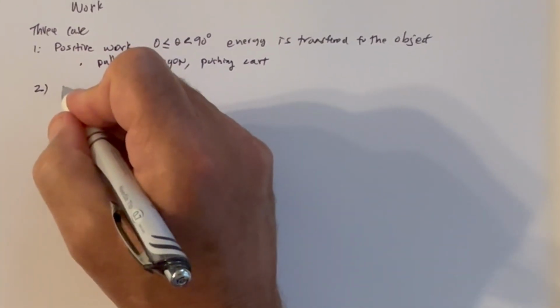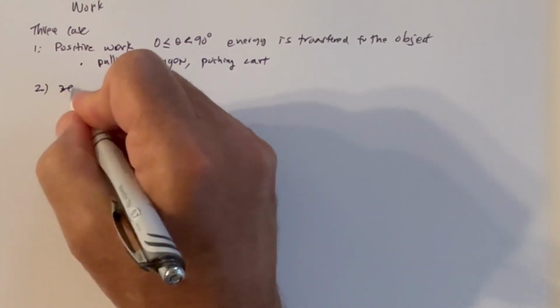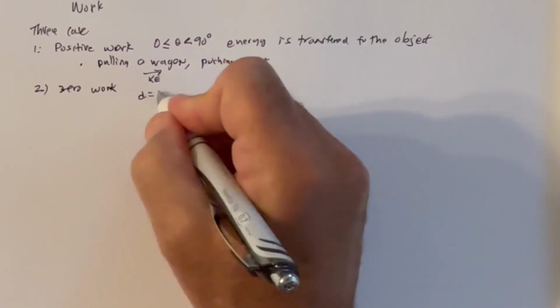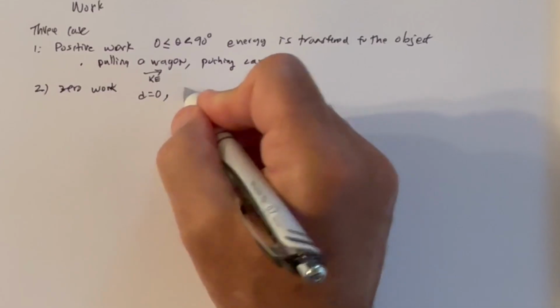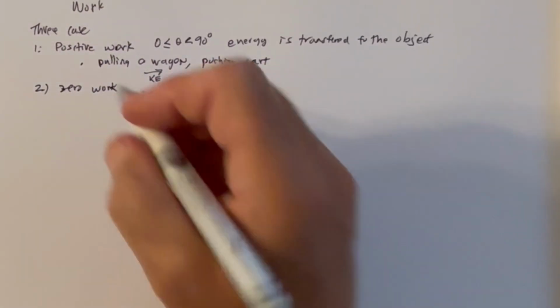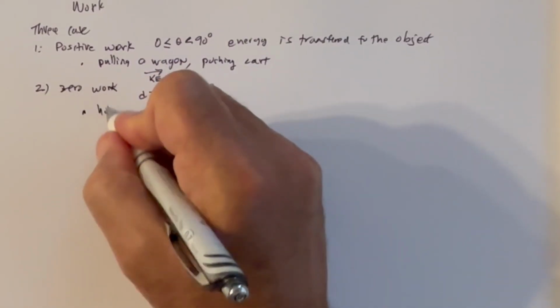Now the trivial case is zero work. This is where the displacement is equal to zero, or the angle theta would be 90 degrees. An example with this would be like holding an object.